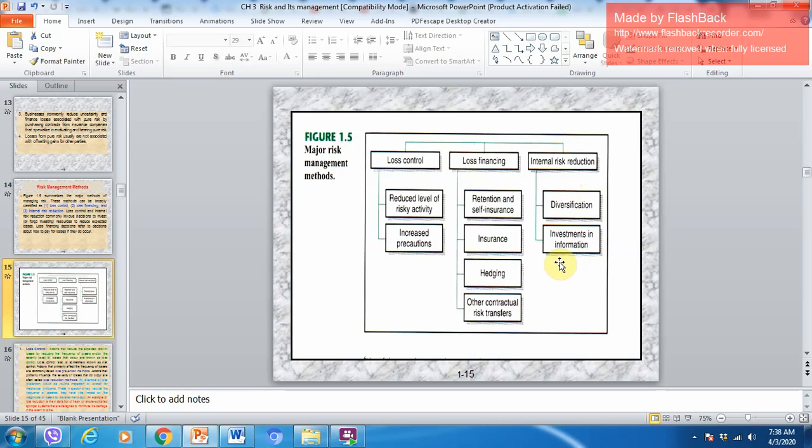Here we stop our today's discussion. We discussed the major risk management methods. The first one, diversification, and the second one, investment in information.